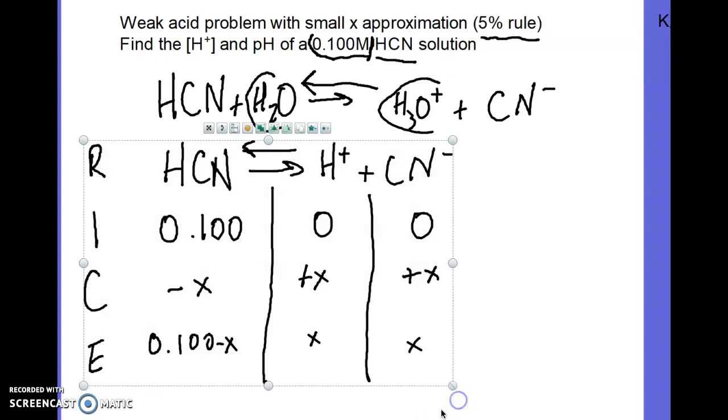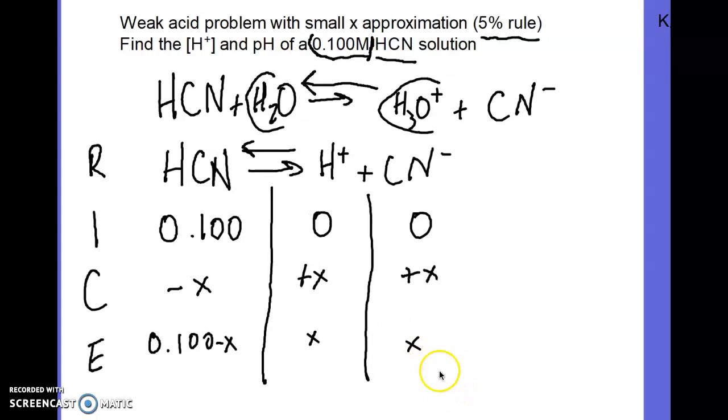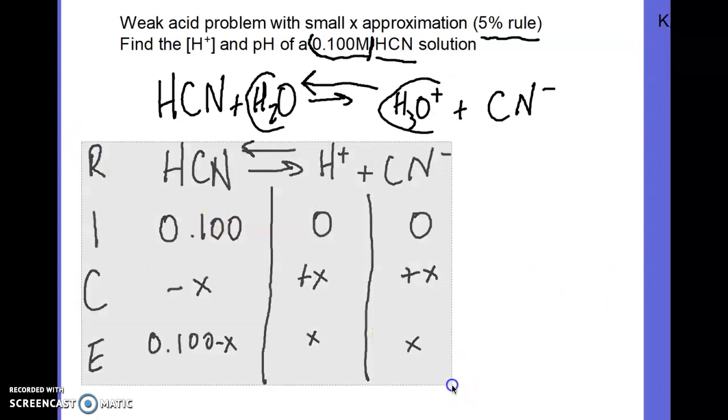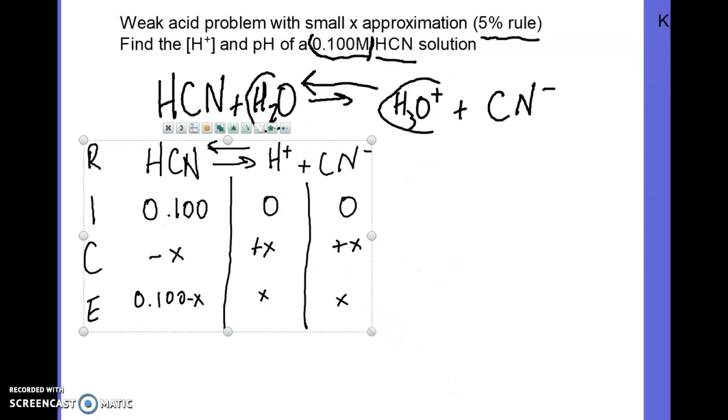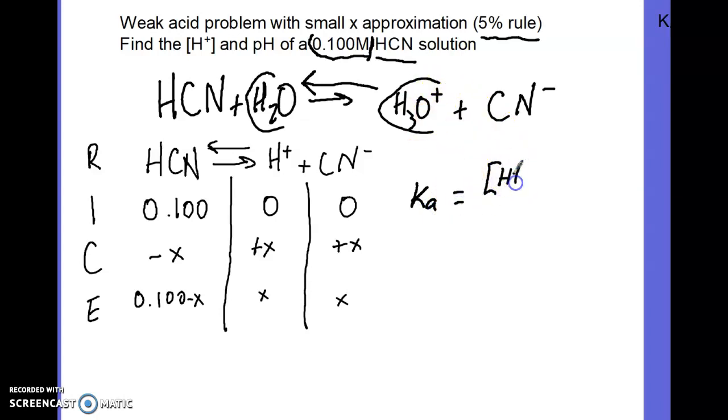I'm just going to make this a little bit smaller so I have a little bit more room. And so my equilibrium expression was the next thing to do. My equilibrium expression is my Ka, and it's always going to be the concentration of your ion, H+, times the concentration of your anion, in this case CN-, divided by the initial molarity of our acid, HCN.